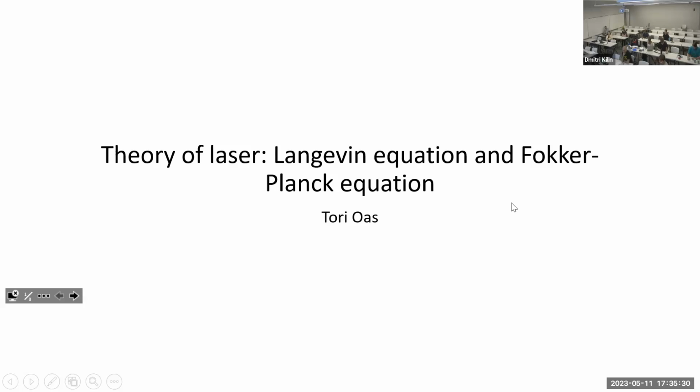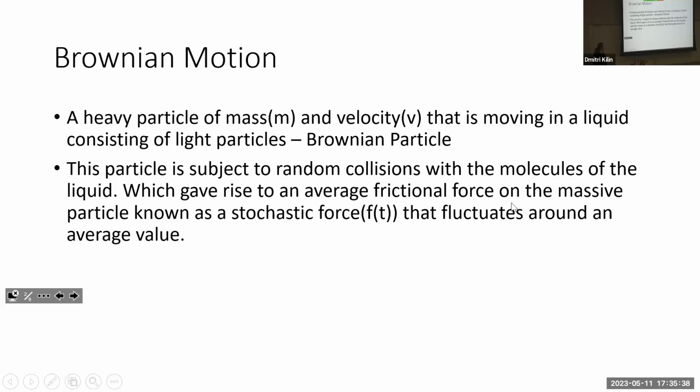Okay, so today I'll be focusing on the Langevin equation and the Fokker-Planck equation. A tiny bit of background: both of these equations are based on a stochastic process, where Brownian motion is the simplest version.